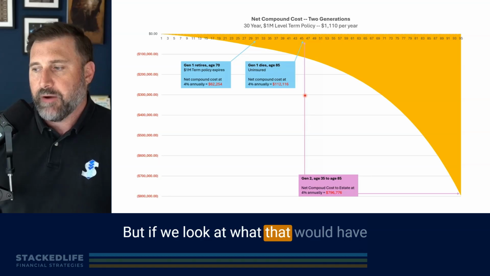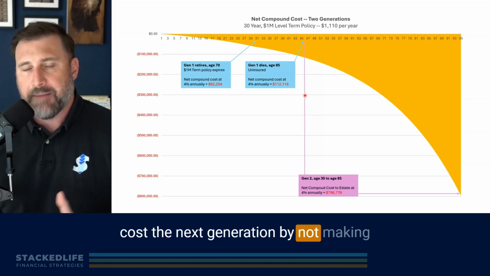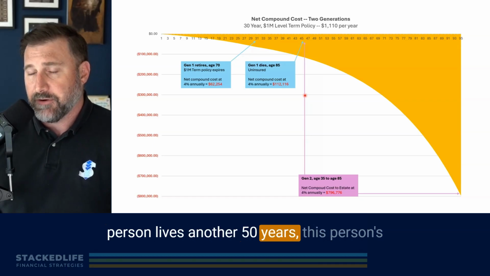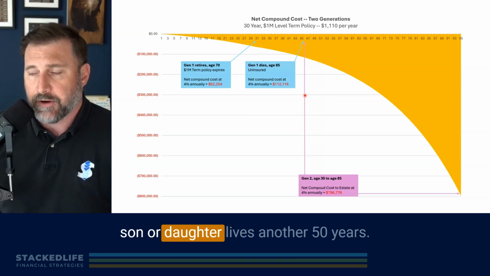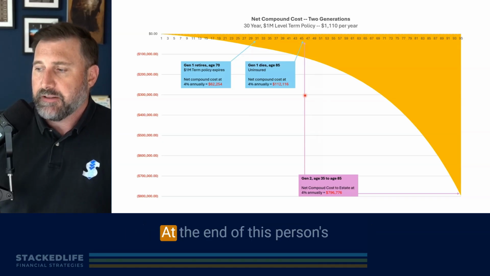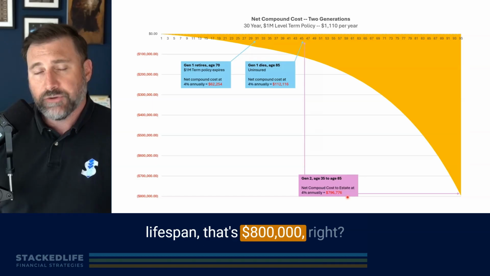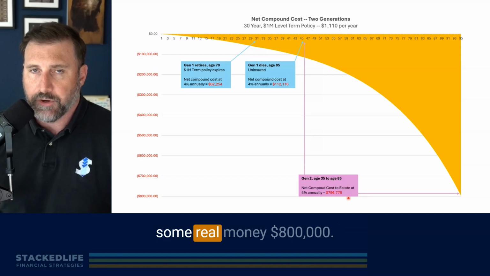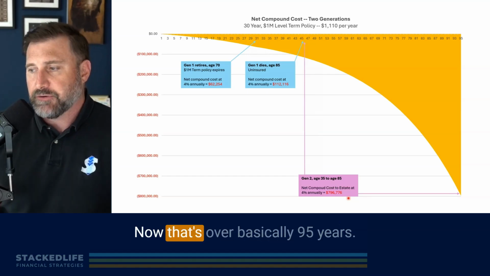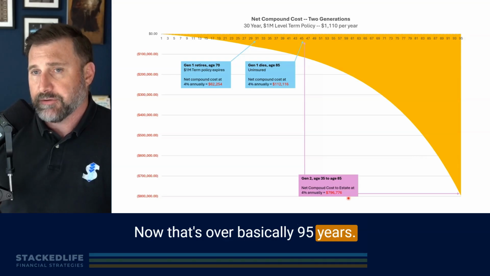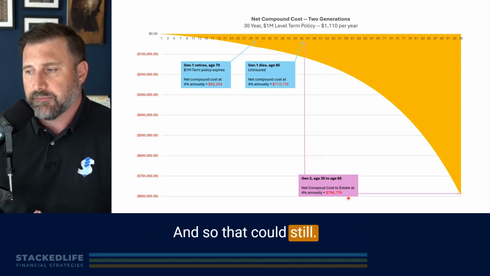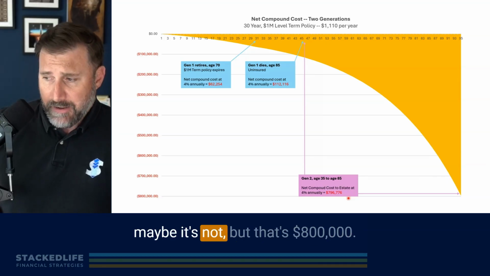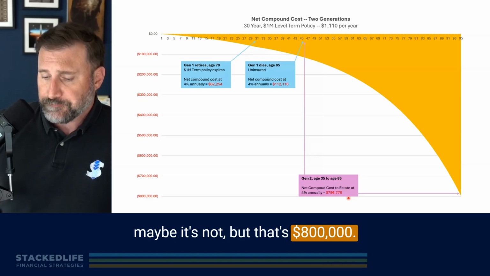And so the 112 doesn't seem like that big of a deal over an 85-year lifespan. But if we look at what that would have cost the next generation by not making it over to the estate, and let's say this person's son or daughter lives another 50 years, at the end of this person's lifespan, that's $800,000, right? And so that starts to look like some real money, $800,000. Now that's over basically 95 years.